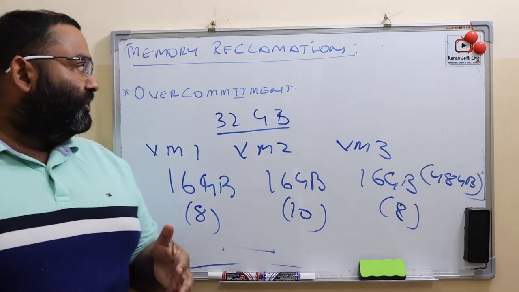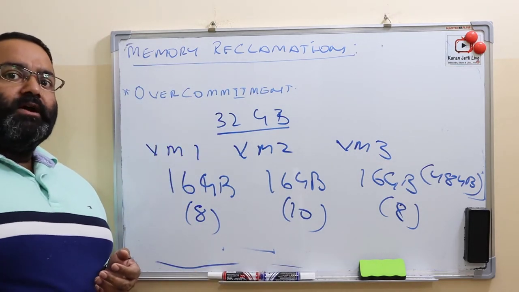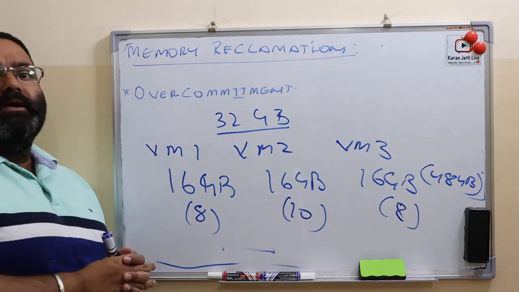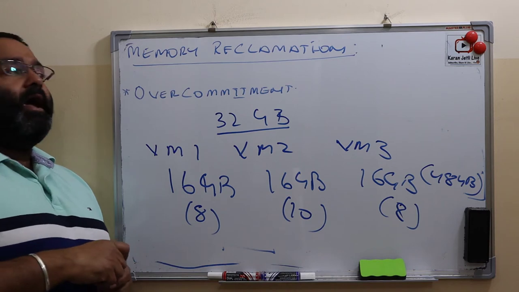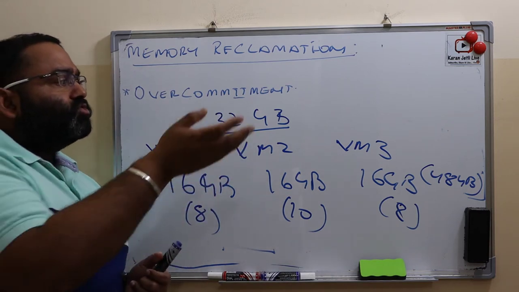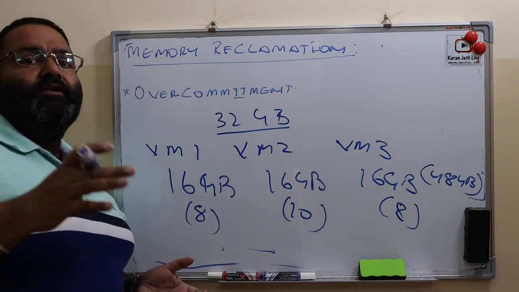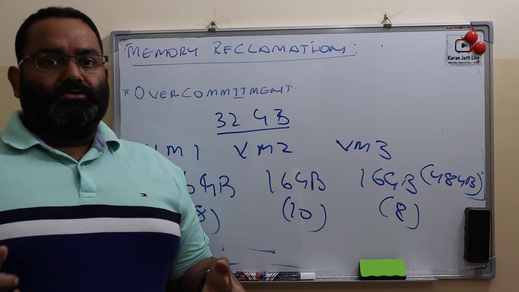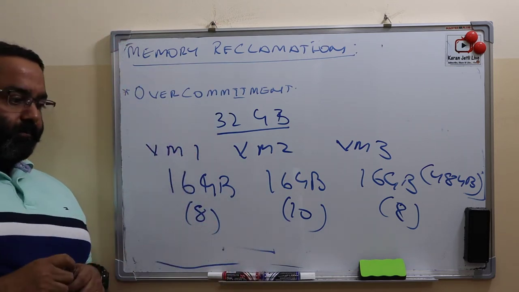So what do we call it? We call it overcommitment. What is overcommitment? It is when the combined memory of all the virtual machines is more than the actual physical memory. The advantage of this is we can install as many virtual machines as we want if our memory allows. So this thing is called overcommitment.